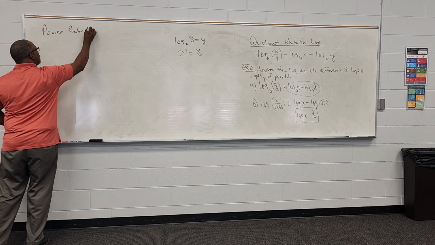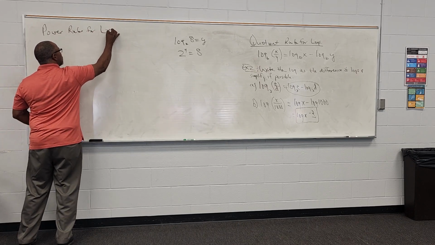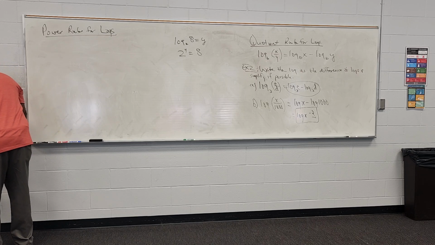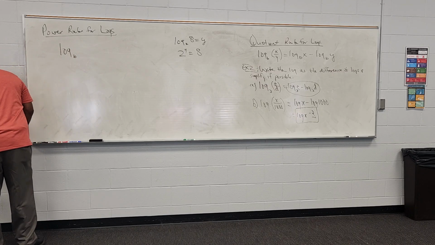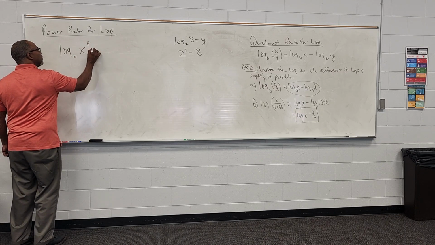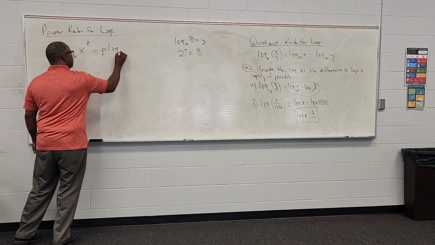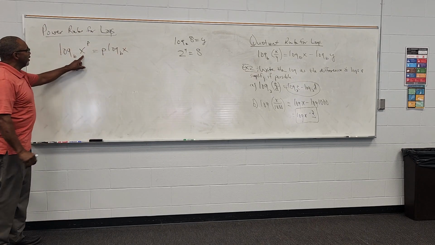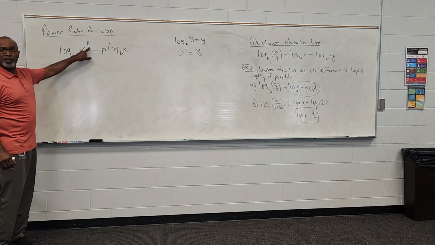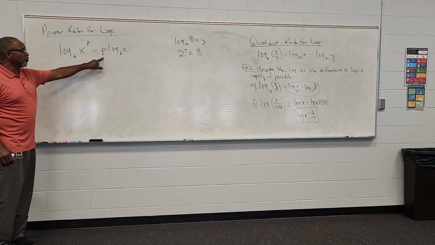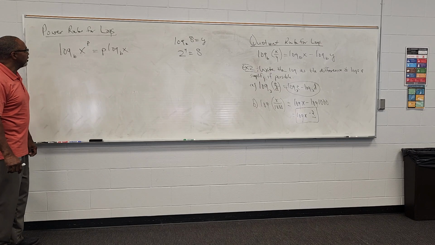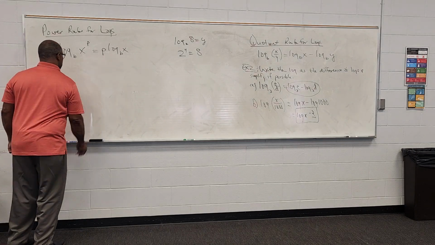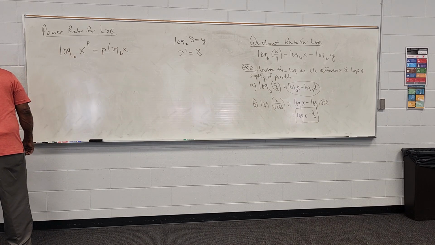What the power rule for logs says, again, let b and x be positive numbers, b is not equal to 1. Log to the base b of x to some power is p log to the base b of x. So if I'm taking a log to some base of a quantity raised to a power, that exponent comes down in front and multiplies by the log to that same base of whatever that thing is. All right, so that's the power rule for logs.